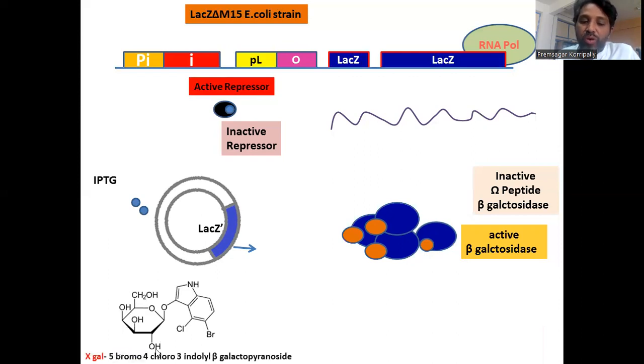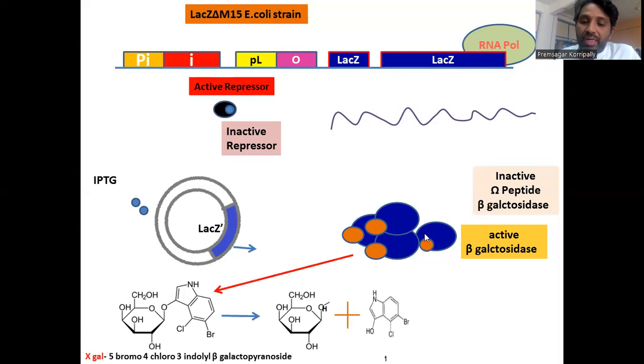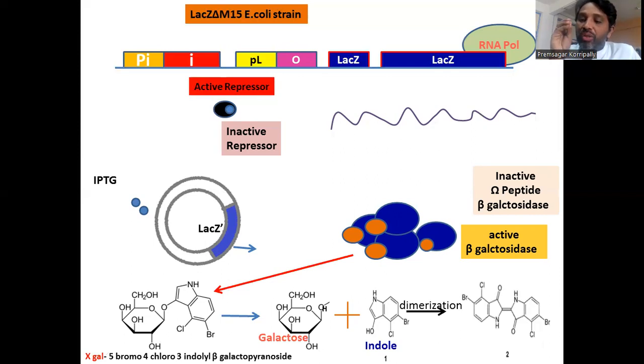It is 5-bromo-4-chloro-3-indolyl-beta-D-galactopyranoside. This is one of the substrates of beta-galactosidase. When beta-galactosidase acts on X-gal, it breaks down the glycosidic bond to form galactose and indole. The indole immediately dimerizes and forms an insoluble blue color.